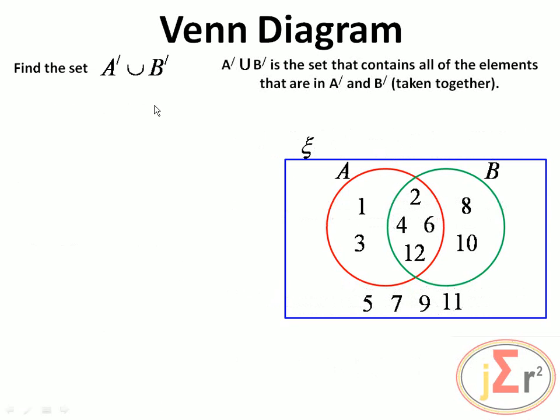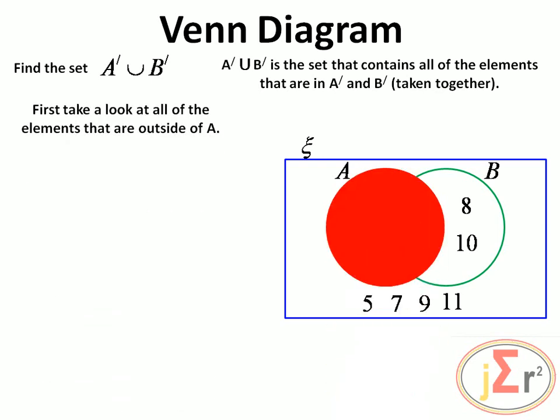Find the set A complement union B complement. A complement union B complement is a set that contains all of the elements that are in A complement and B complement taken together. So we are going to take all the elements that are in A complement and all of the elements that are in B complement and we are going to put them together. First, take a look at all of the elements that are outside of A.